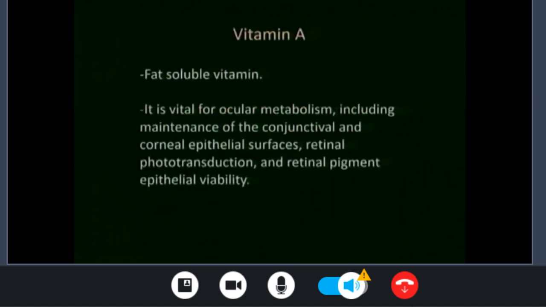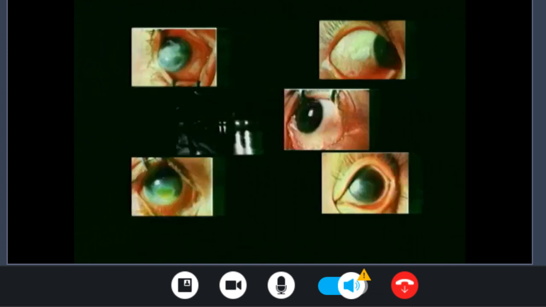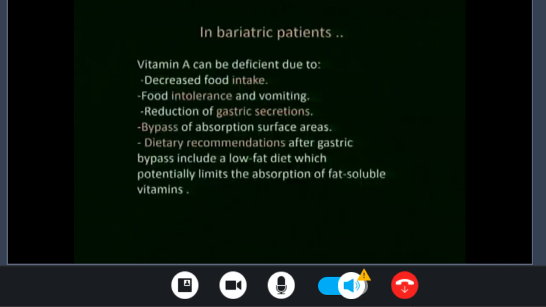Generally, vitamin A is a fat-soluble vitamin. It is vital for ocular function, for conjunctival and corneal epithelial survival, retinal phototransduction, and retinal pigment epithelial viability. Patients with vitamin A deficiency usually present with nyctalopia, dry eye, and keratomalacia.